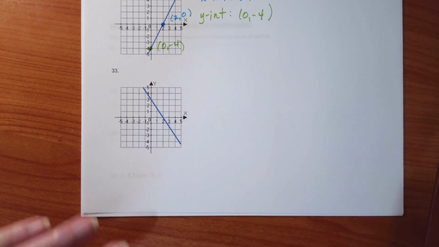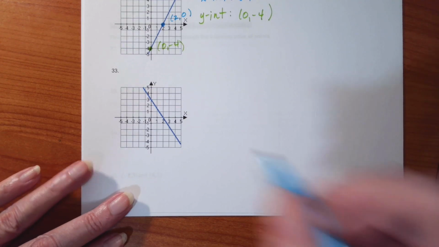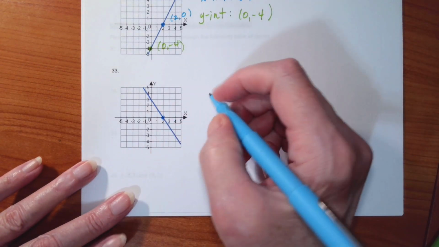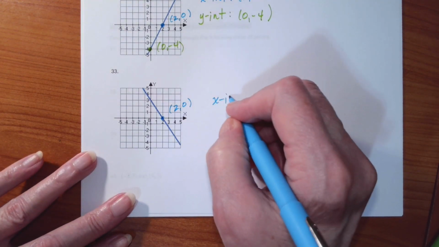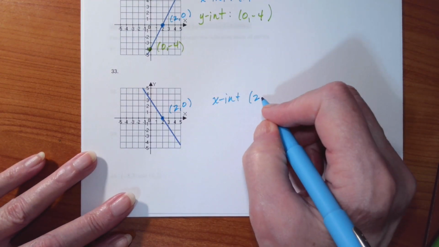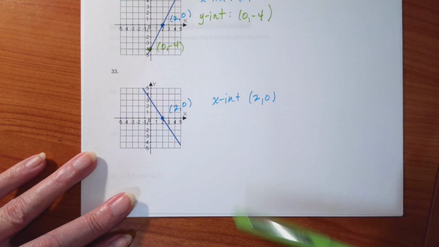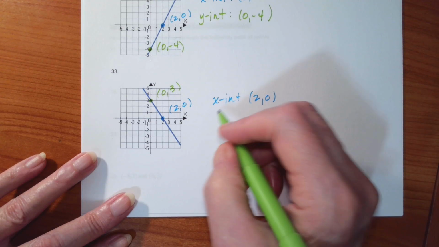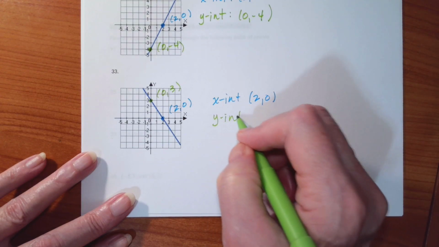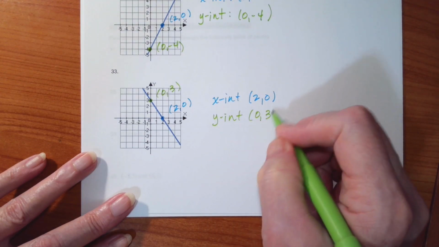Okay, the intercepts on this one. My x-intercept again is 2, 0. Where it crosses the y-axis is 0, 3.